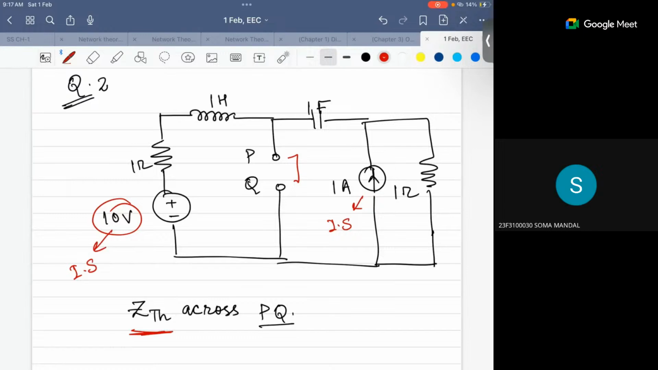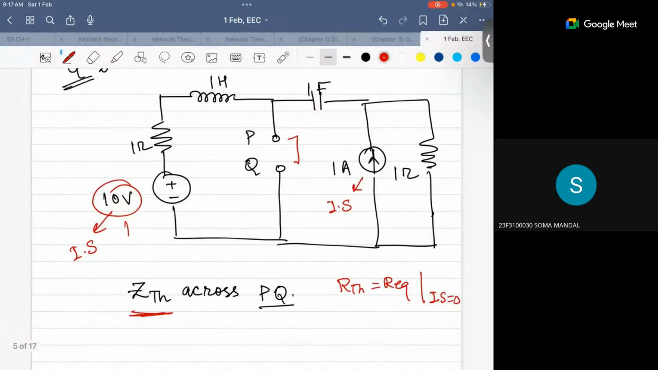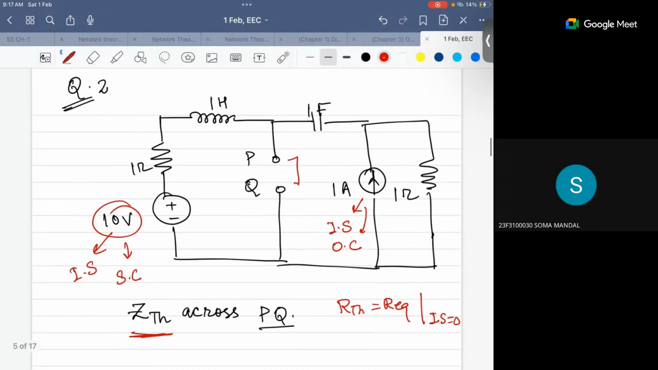Now, whenever you have an independent source, that means case one. Case one was what? You have to calculate R Thevenin, or Z Thevenin, equal to R equivalent, and all the independent sources you can put as 0. When you put independent sources as 0, this will get short circuited and this will get open circuit. Current, if you put it as 0, will be open, and voltage, if you put it as 0, will be short circuit. So this will be short circuited and this will be open. Then you have to calculate the Z Thevenin or the Z equivalent from here.